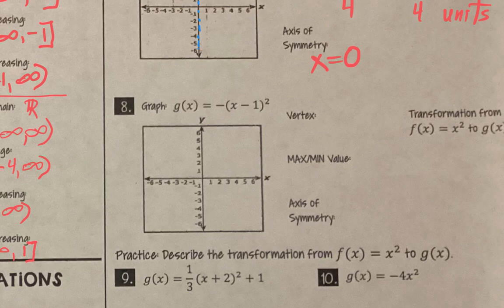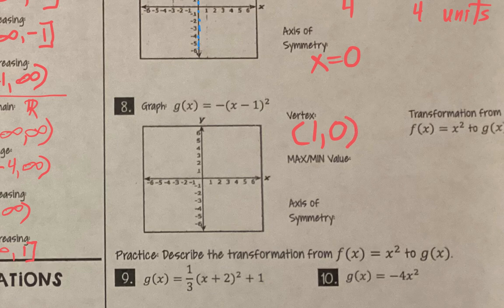Now we're going from x squared, our parent function, to g of x. It is a negative parentheses, x minus 1 squared. So where's my vertex? This is the exact same thing we did on the previous slide. What is my h? X minus, what am I subtracting? Subtracting 1. And I'm not adding anything to that x squared, so this time my k value is 0.